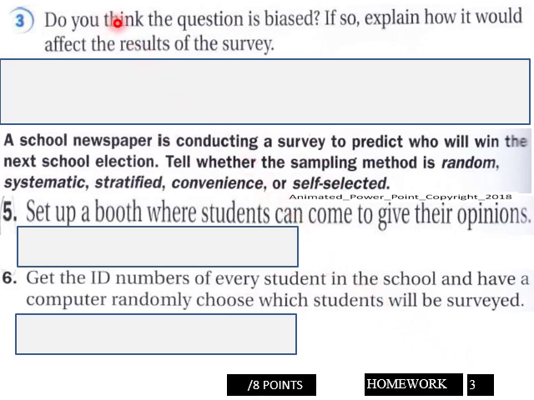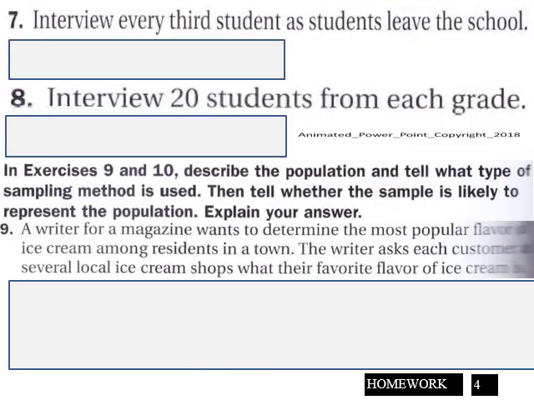Page 3, referring again back to the camping. If so, explain how it would affect the results of the survey. Using full sentences down here. And then a school newspaper. Set up a booth for students who come to give their opinions, and so on. Get the ID numbers of every student in the school and have a computer randomly choose which students will be surveyed. So tell whether the sampling method is random, systematic, stratified, convenience, or self-selected. So you've got those choices to choose from here. And you've got 8 points here, page 3.